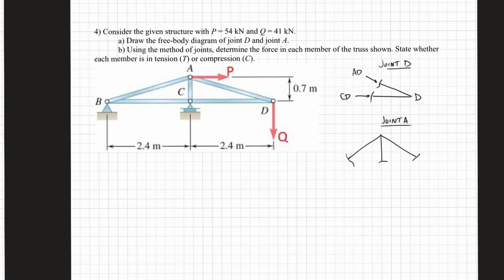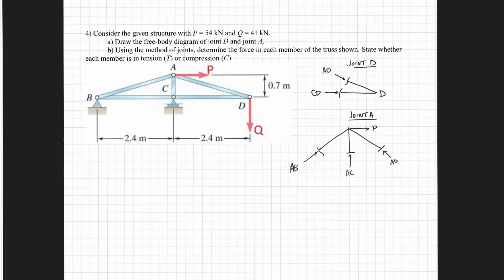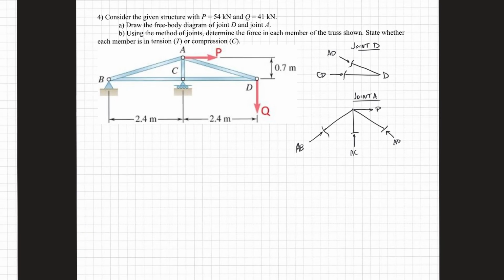All right, and again, I'm going to assume everything is in compression, like such. Okay, and so now I've got AD, I've got AC, and I've got AB. Okay, and then I've got P going off this way. All right, so those are our two joints. Okay? All right, using the method of joints to determine the force in each member of the truss shown, state whether each member is in tension or in compression.